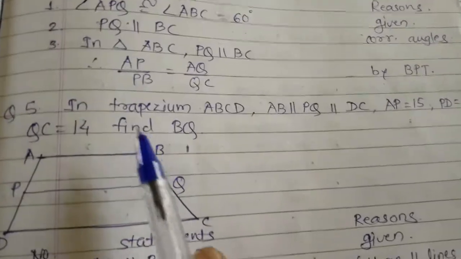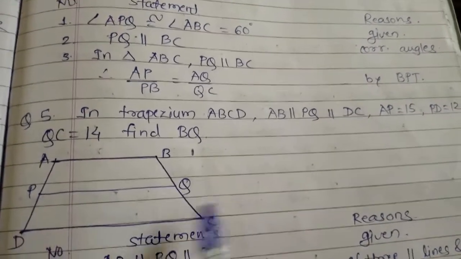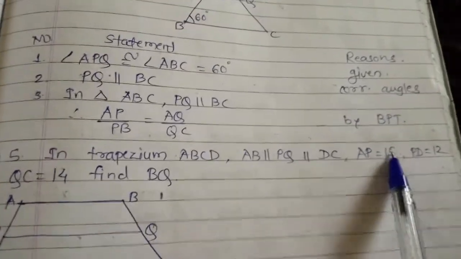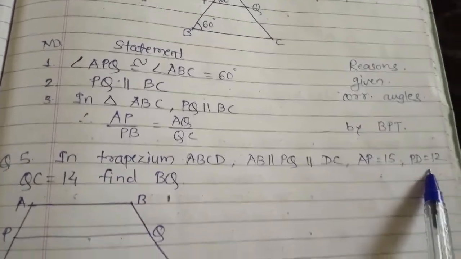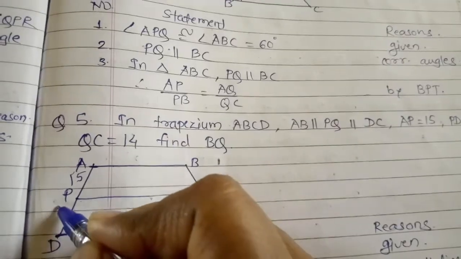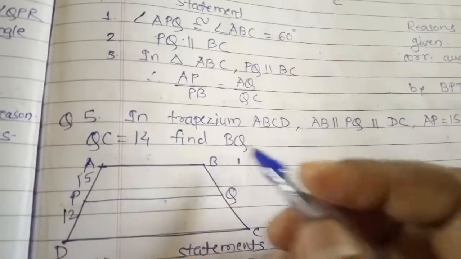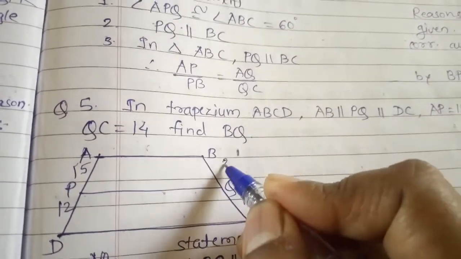Now see question number 5. In trapezium ABCD, AB is parallel to PQ is parallel to DC. AP is equal to 15, PD is equal to 12, QC is 14, and you have to find BQ.